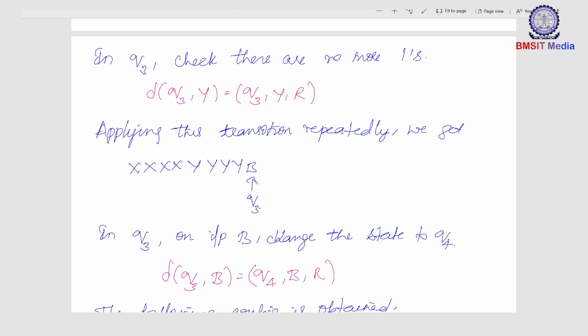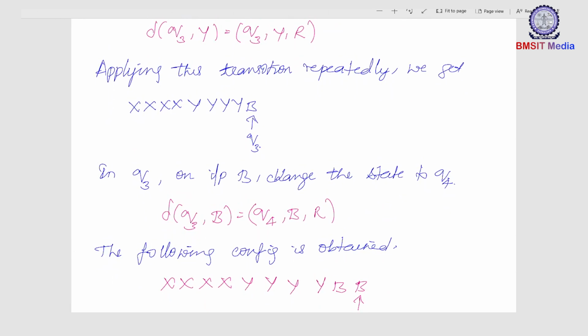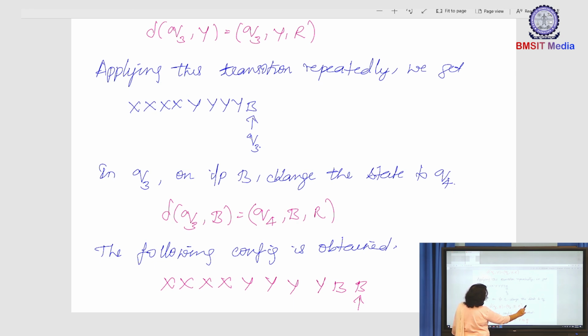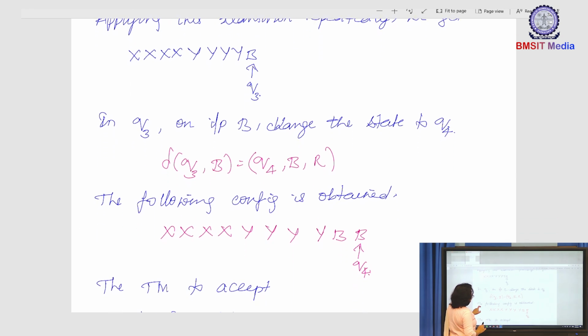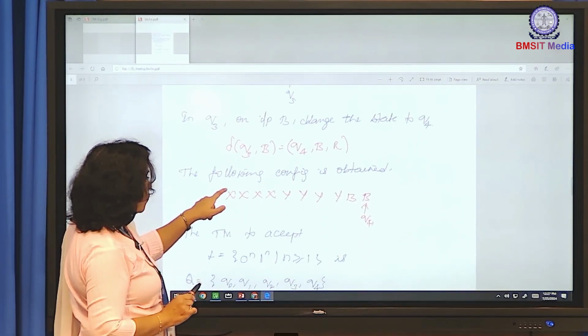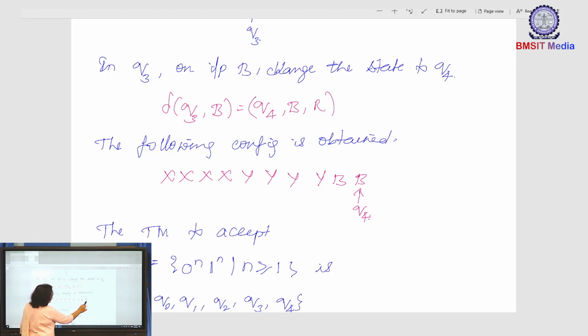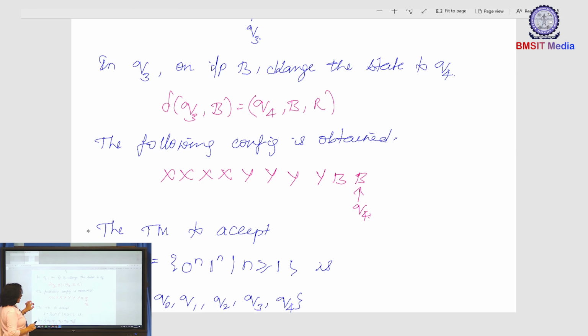So now we have come here, q3 on blank. In q3, on input blank, change the state to q4. So q3 on blank equals q4, blank is blank only, go to right. So this q4 would be the final state. The following configuration is obtained. So q3 on blank, we will accept, we have changed the state to q4 and we are pointing to the next blank.